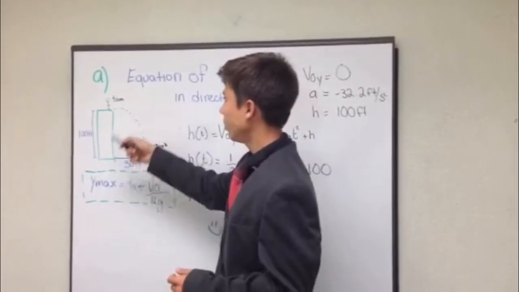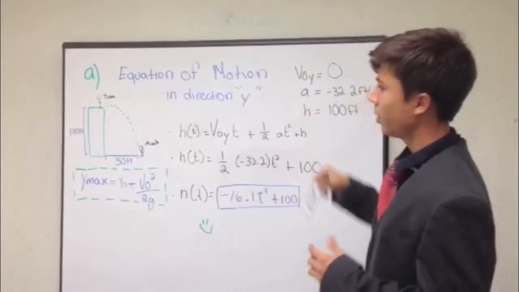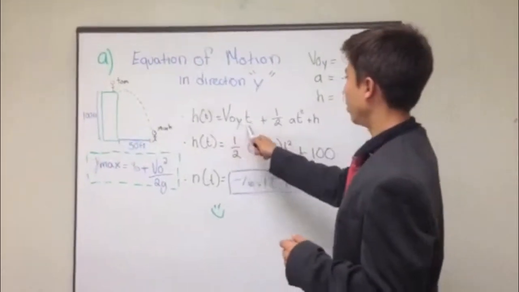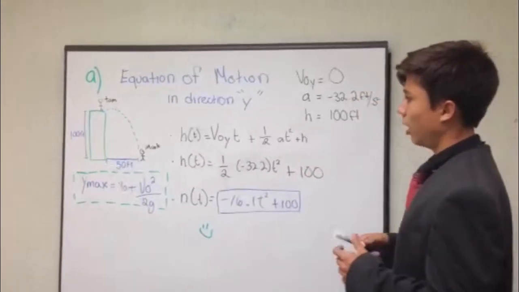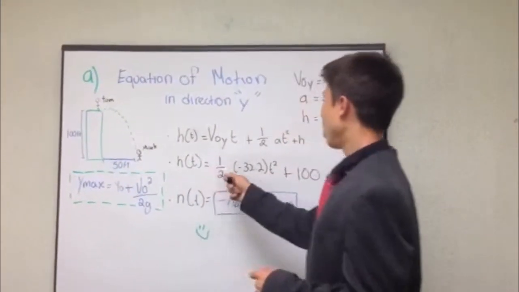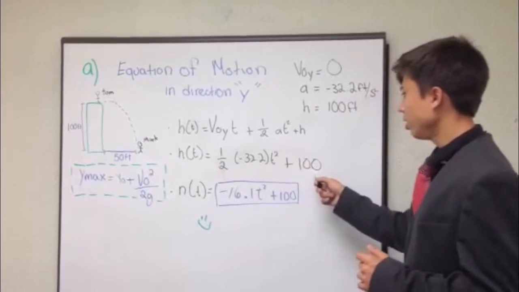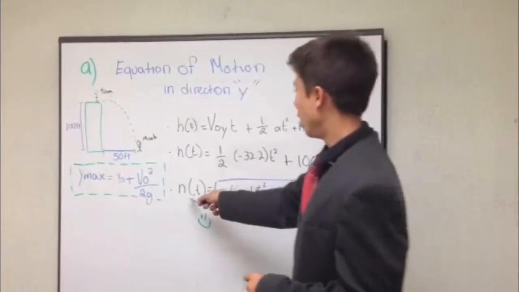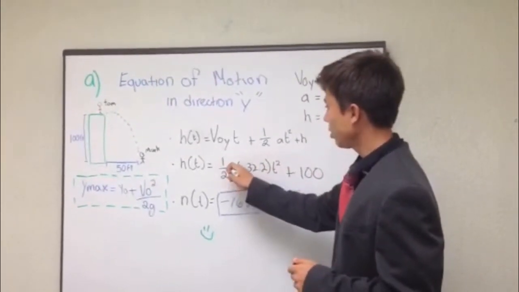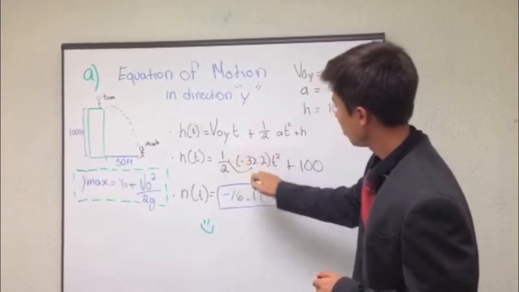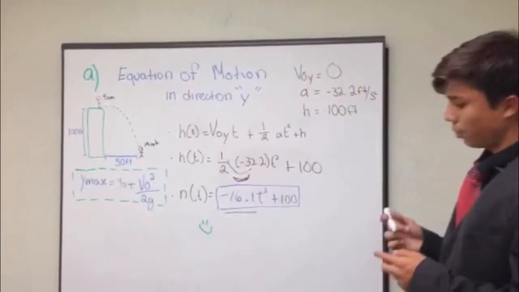This is Mark, this is Tom, this is the height, and this is the formula that we can use for this problem. It is initial velocity plus 1/2 a t squared plus height, and we solved it. 1/2 times minus 32.2 t squared plus 100, and this is the result, because you multiply this times this.